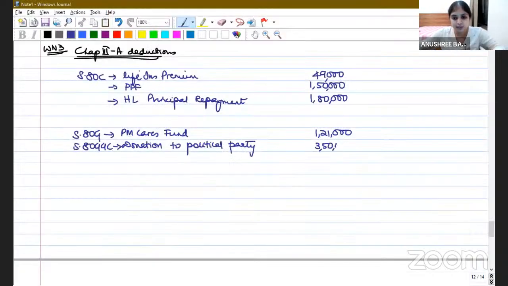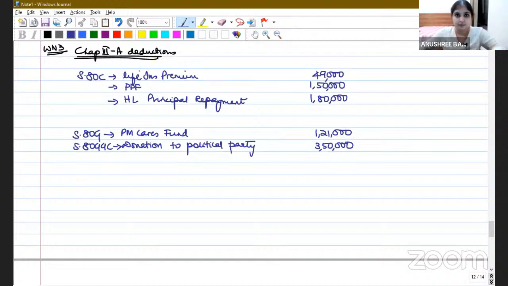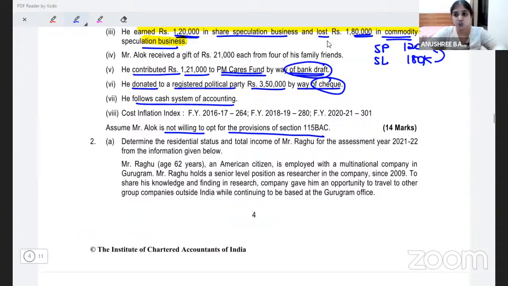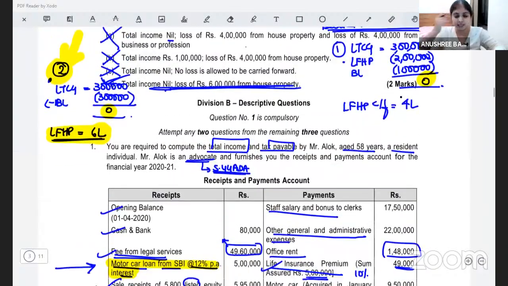Entire 3,50,000 allowed. He follows cash system of accounting. Oh, this we already spoke about earlier. That is it with the question. Now what we will do is close each of the working notes one by one. And then after that, we will do the tax liability calculation.